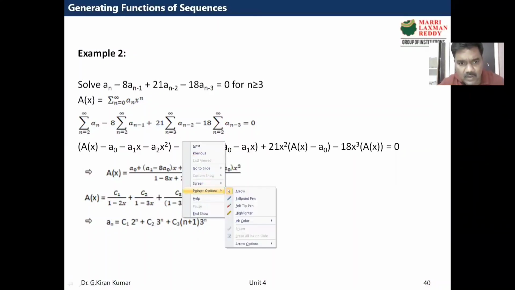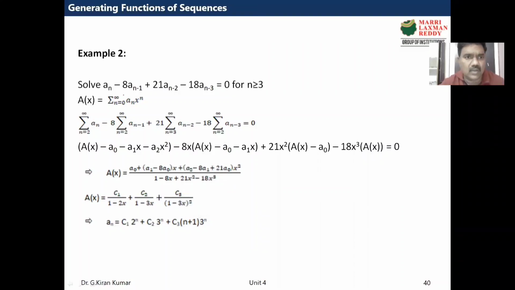If you listen carefully, solve this using, of course, the generating function method. Step 1 is the same: A(x) equals the sum for n from 0 to infinity of a_n x^n. Then you multiply each term with x^n. Here all are wrong: x^n here, x^n here, x^n here. I had given it to another operator, and she by mistake typed all this.